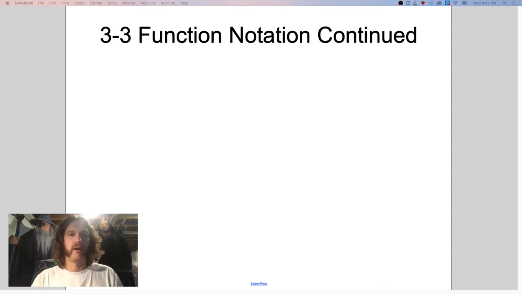Part 2 of function notation. Function notation continued. We're going to go ahead and jump right back into it.